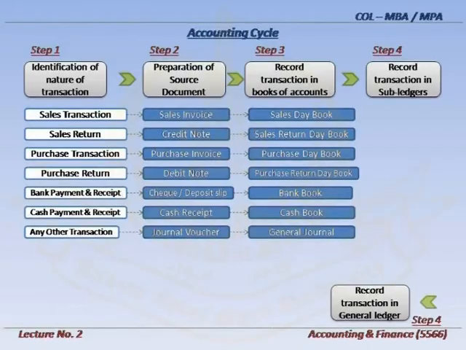Now here, we discuss what the subledgers are. There are two subledgers, sales ledger and purchase ledger. In the sales ledger, we maintain the personal accounts of customers, while in the purchase ledger, we maintain the personal accounts of vendors or suppliers.